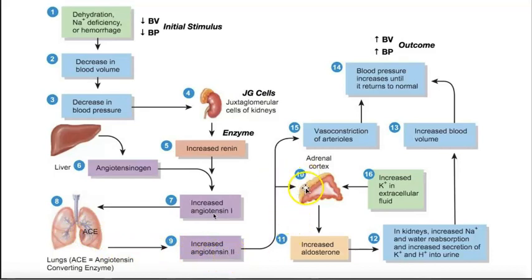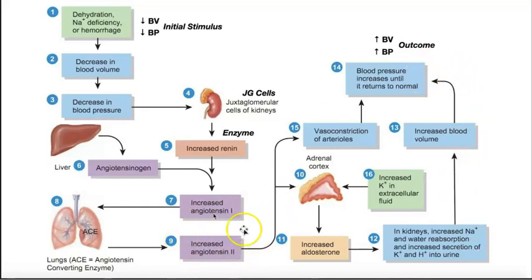Again, we'll just follow the numbers for right now. Angiotensin 2 will impact the adrenal cortex by causing it to release aldosterone. And then aldosterone, as we mentioned just a moment ago, causes a reabsorption of sodium. And wherever salt goes, water follows. As you're reabsorbing more and more water, you're increasing your blood volume and thereby increasing your blood pressure.